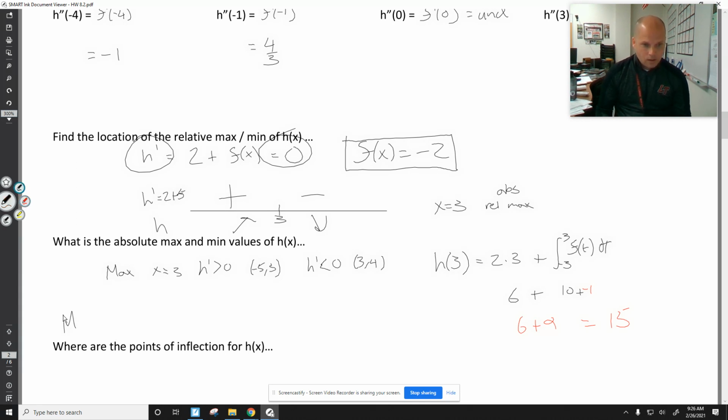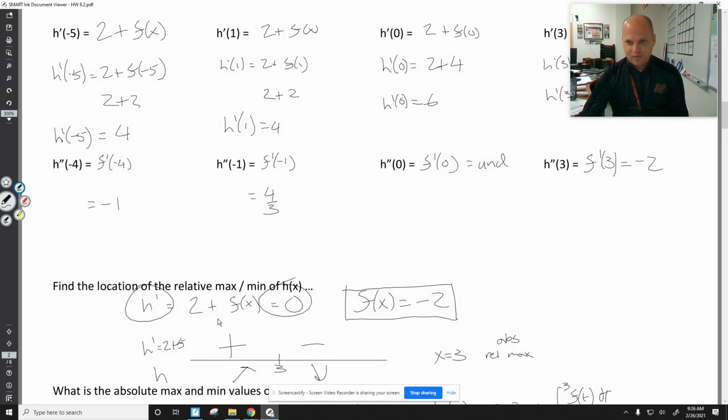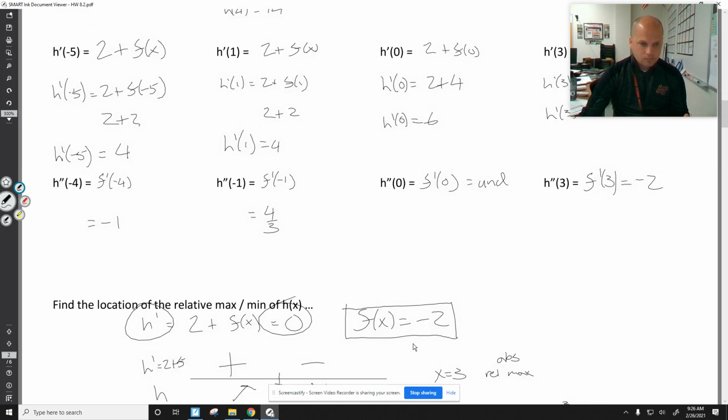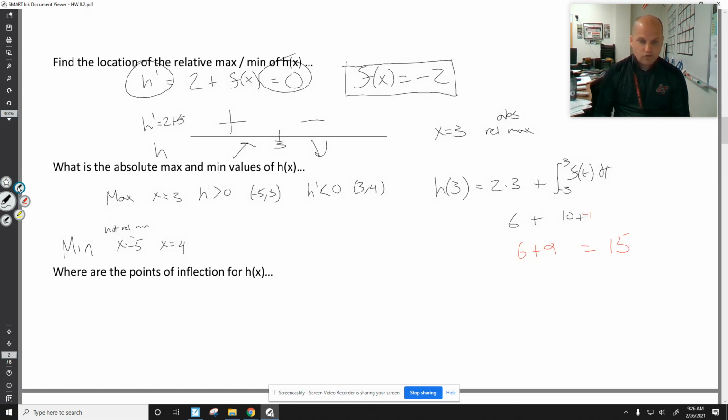The min, again, is either at our endpoint x equals negative 5, since there are no relative mins, or at our endpoint x equals 4. I kind of know by looking at this that I'm increasing a lot from negative 5 to 2, and then I'm just decreasing a little bit. If you look at the areas above and the area below, you can see I go up a lot, I go down a little bit. Just find the values though, just to confirm things.